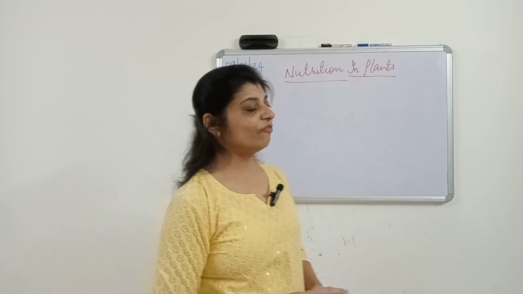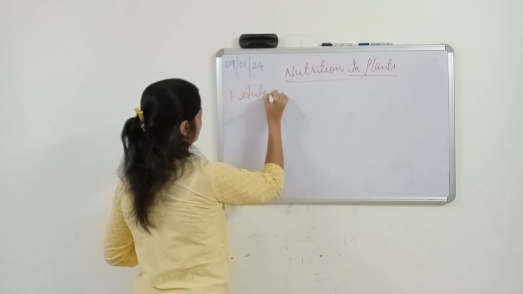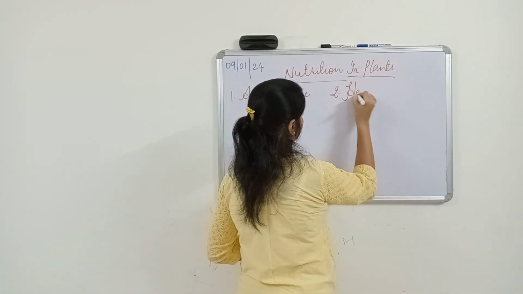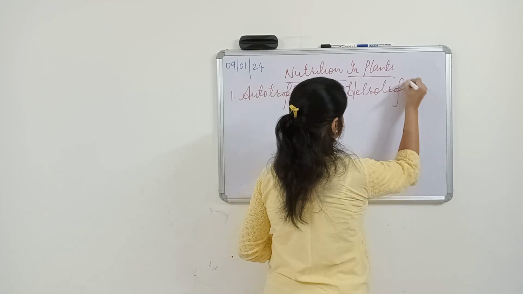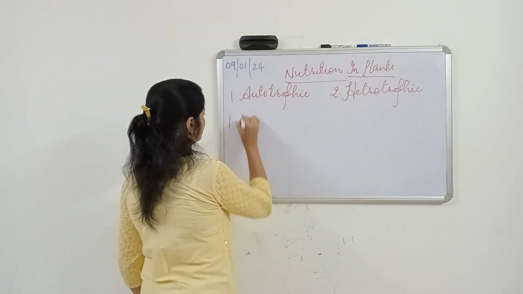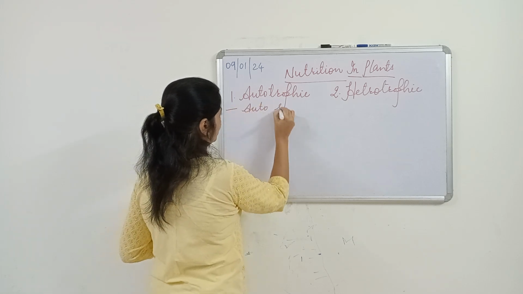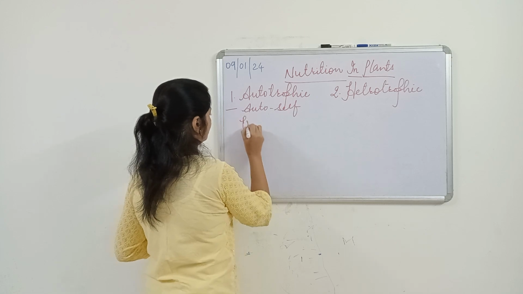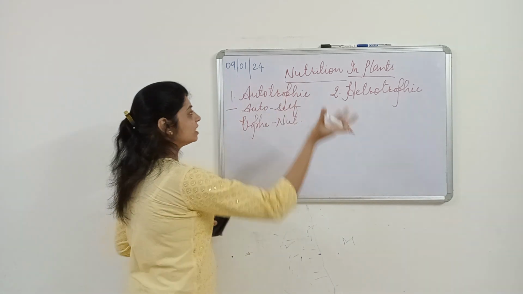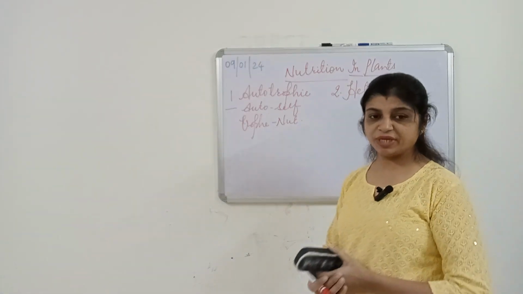Now this nutrition is classified into two types: autotrophic nutrition and heterotrophic nutrition. Let's see the first one. Auto means self, and troph means nutrition. So this meaning itself makes you understand what autotrophic nutrition is: self nutrition. Now what does it mean?